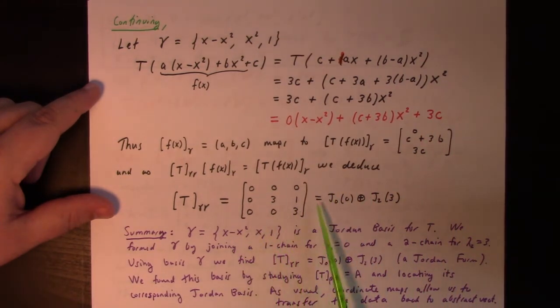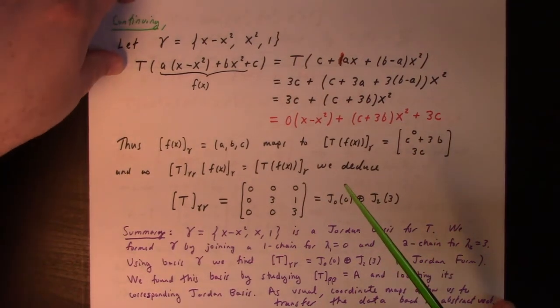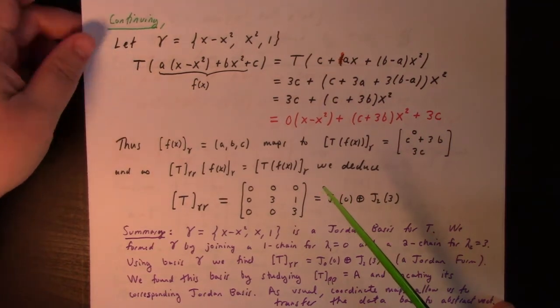And so, lo and behold, we have this matrix with respect to the gamma basis, namely (0, 0, 0), (0, 3, 1), (0, 0, 3). In other words, it is in fact in Jordan form. Woohoo! All right, so this is a roadmap for how to calculate the Jordan basis for a linear transformation.